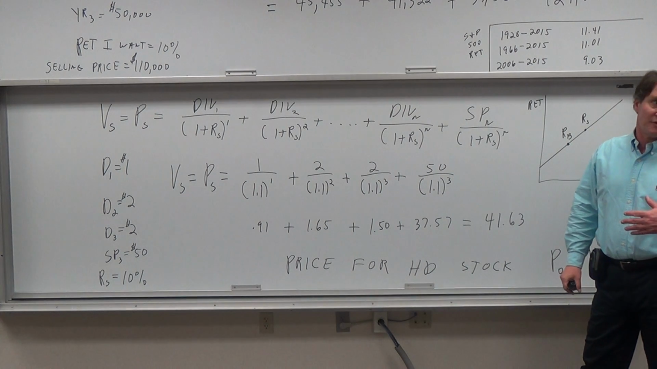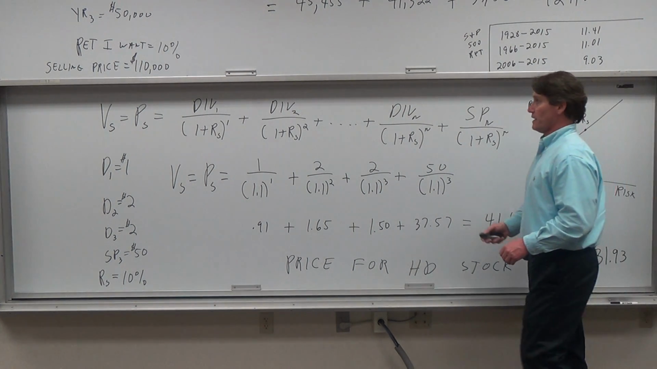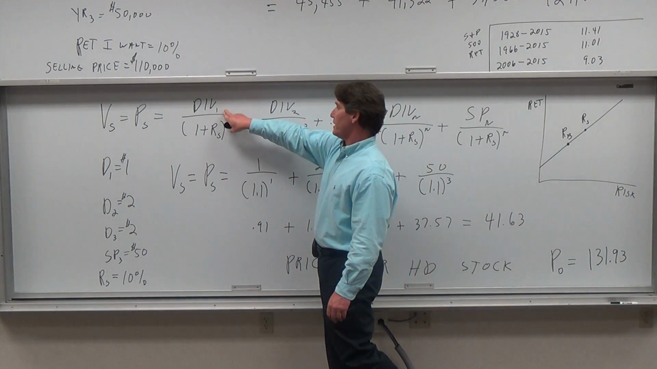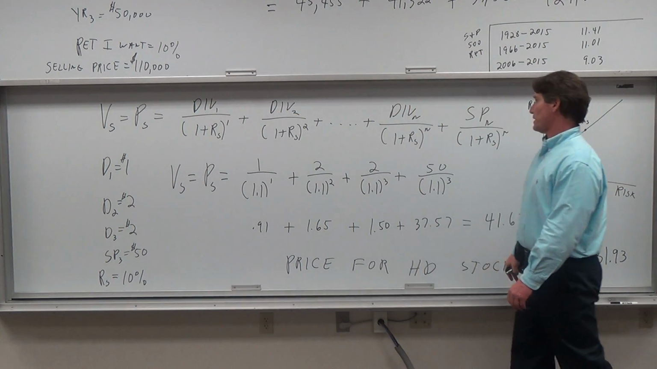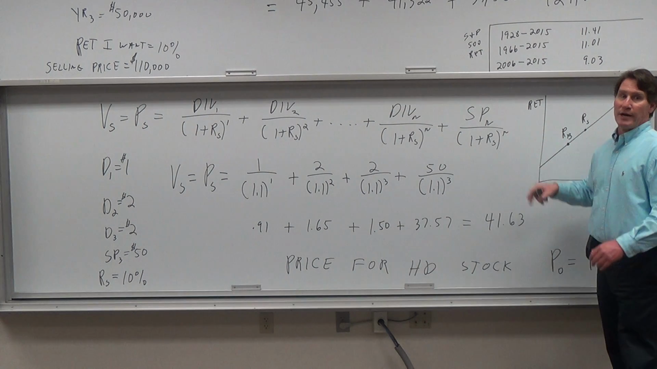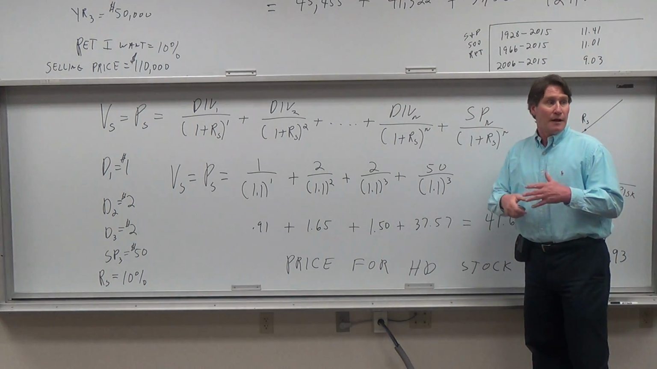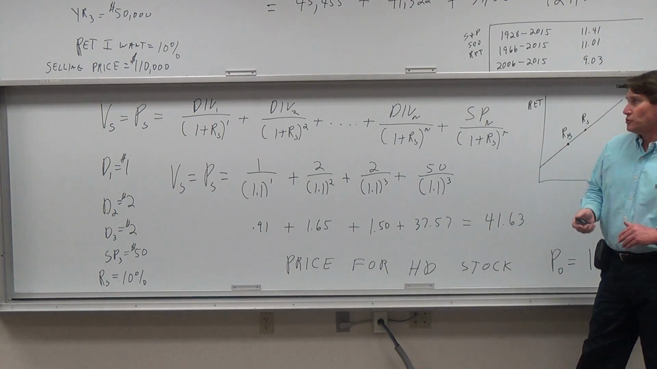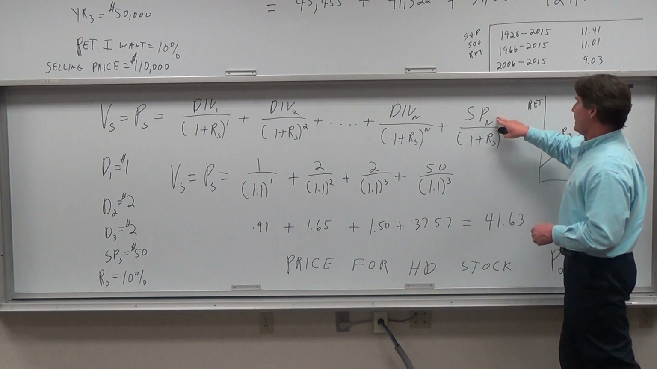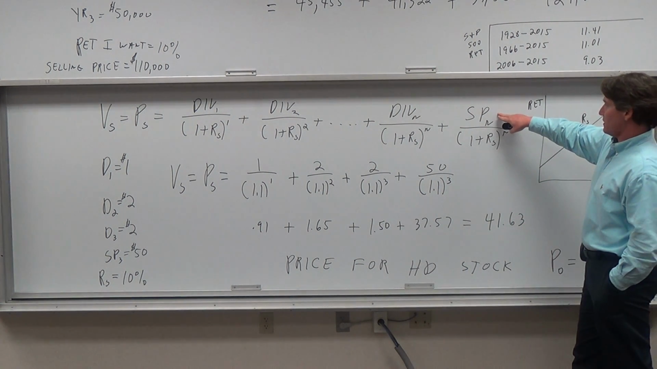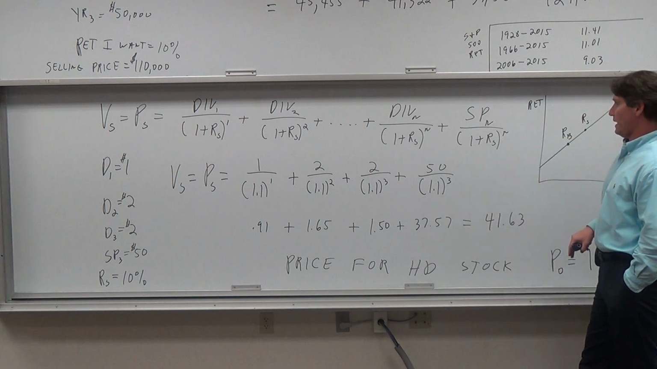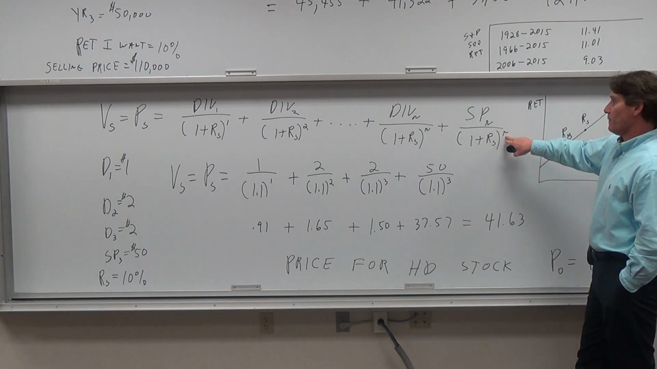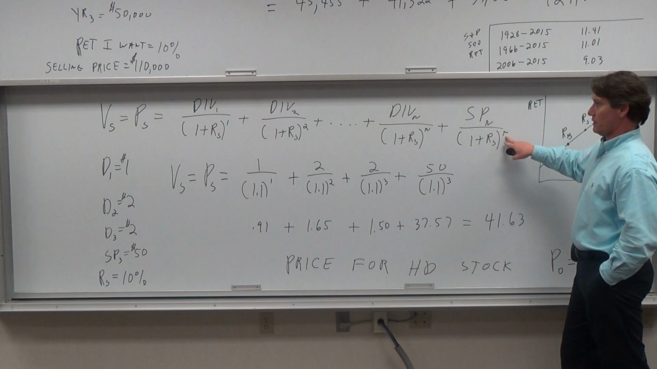Anytime we talk about the future, we're talking about expectations. So this is expected dividend the first year, the dividend I expect the second year, the dividend I expect in year n, plus the selling price. When I buy a share of stock, I may get dividends. Stocks usually pay cash dividends, and I expect to sell it for something. This is the selling price in year n, divided by 1 plus Rs to the nth power. Okay, so we discount back the cash flows.